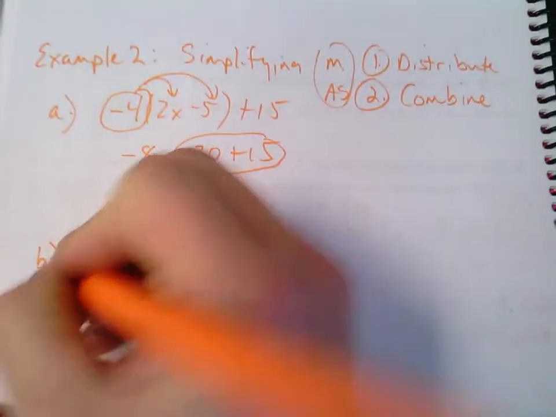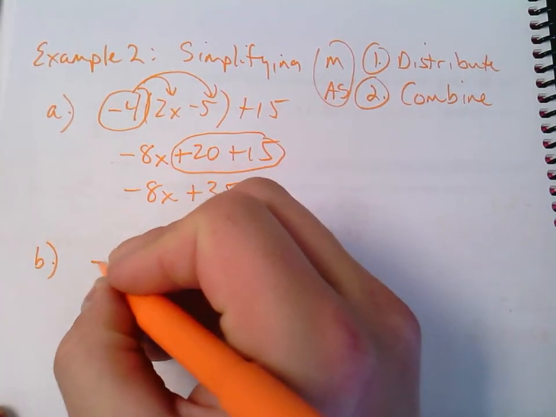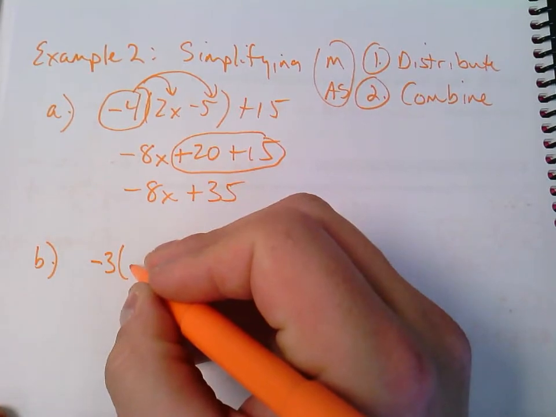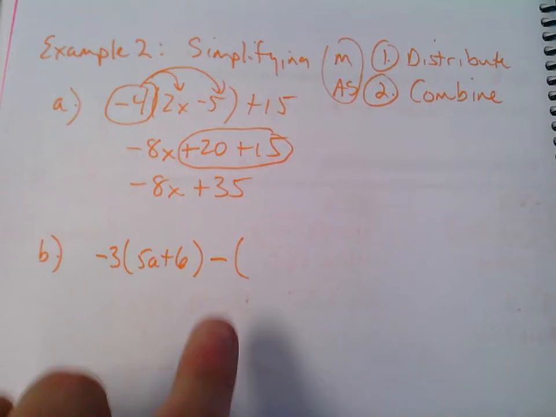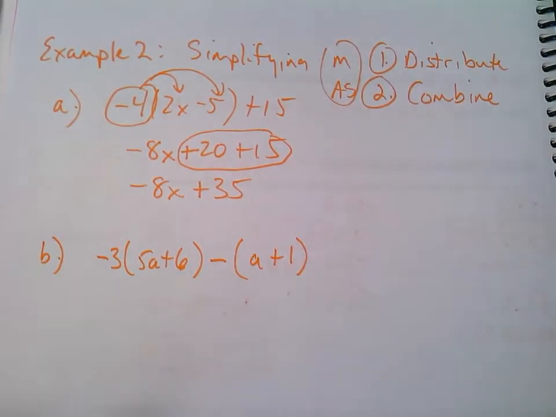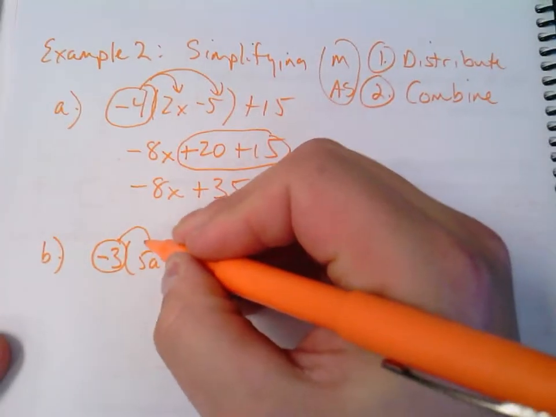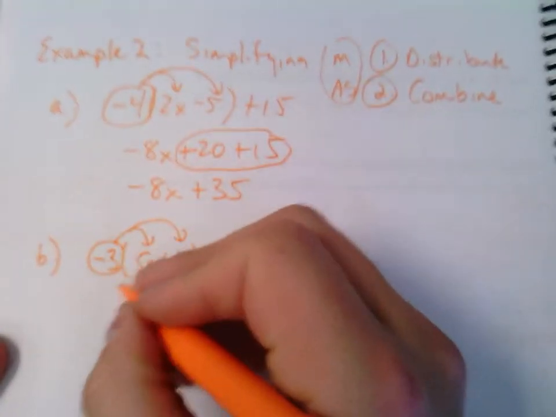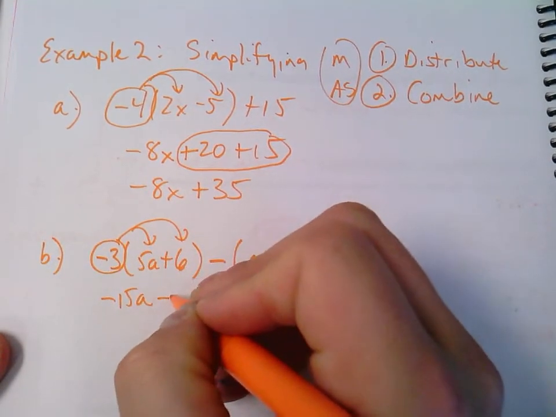All right, and then I wanted to show you one more. And here we're going to do a negative 3, 5a plus 6 minus a plus 1. And hit pause if you need to copy this down. So from here, we hit negative 3. We're going to distribute a negative 3. So this becomes a negative 15a, and this becomes a negative 18.